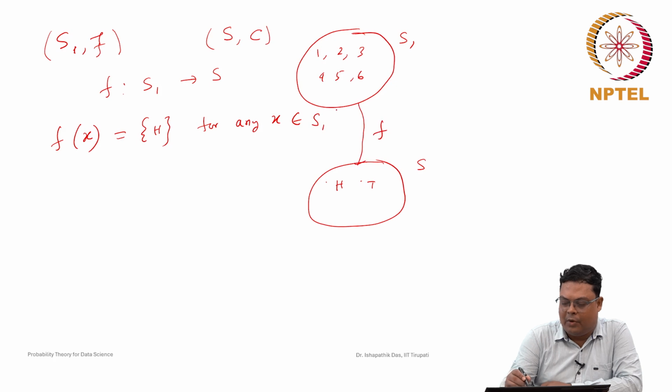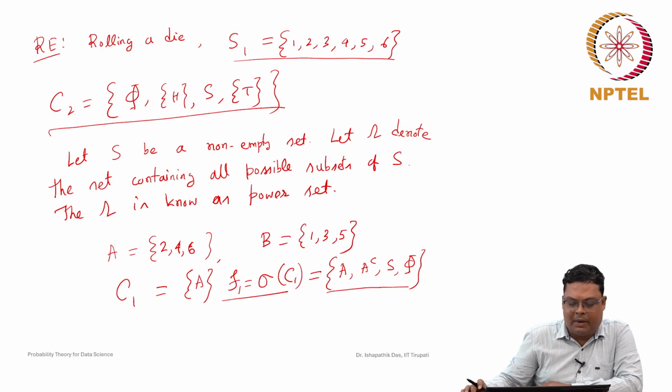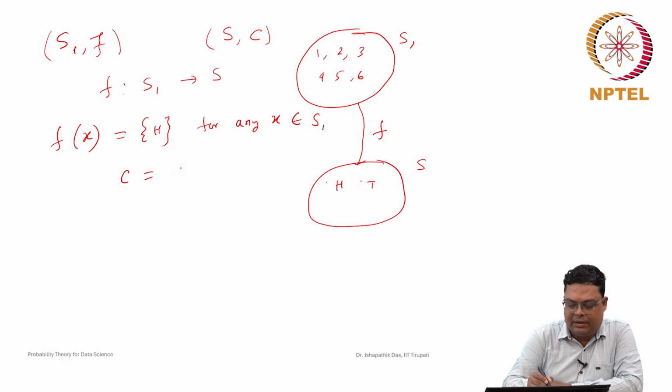So, basically all points actually go to h. So, this is a constant function. Now, you just check that we want to check. So, what is C? C contains just two elements. You can remember what we take as C: C is phi and S.